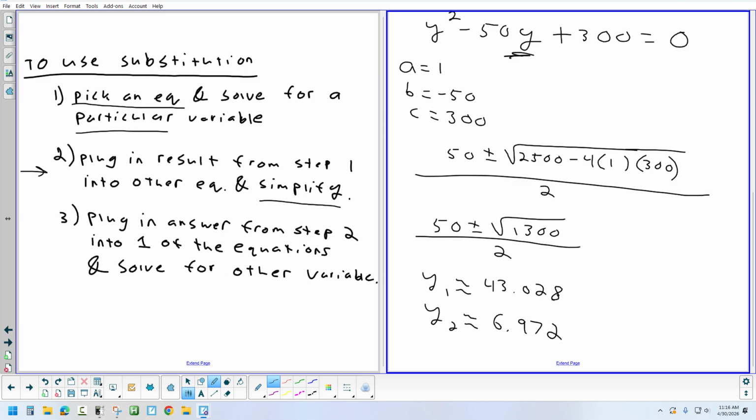So this particular problem had 2 answers for y. That doesn't happen in a system unless it was a quadratic. If it was linear, you'd only have 1 answer for y. Okay, but we had 2.